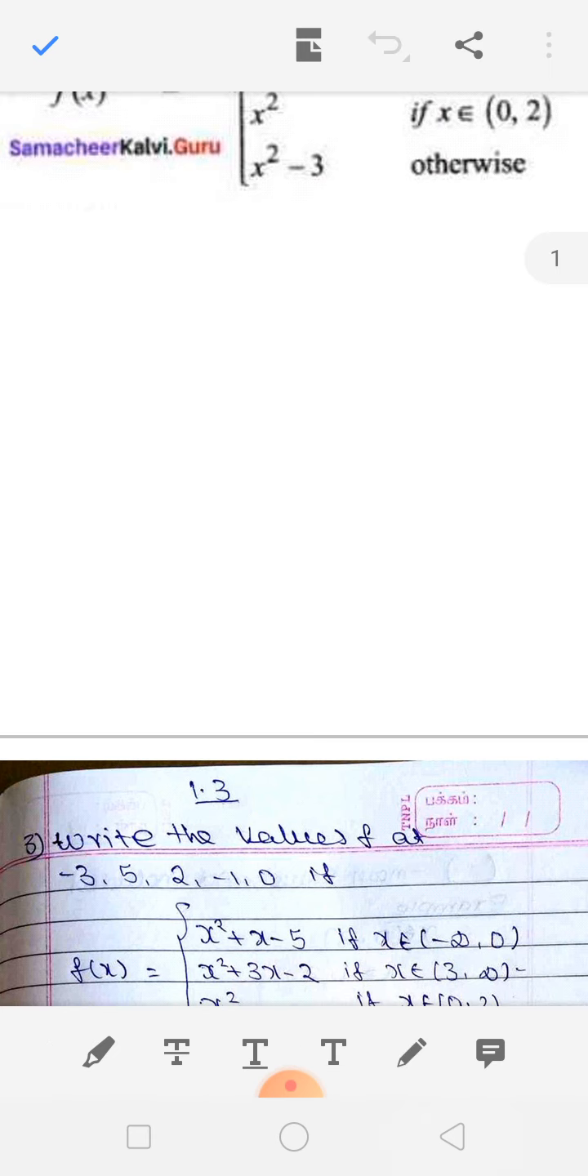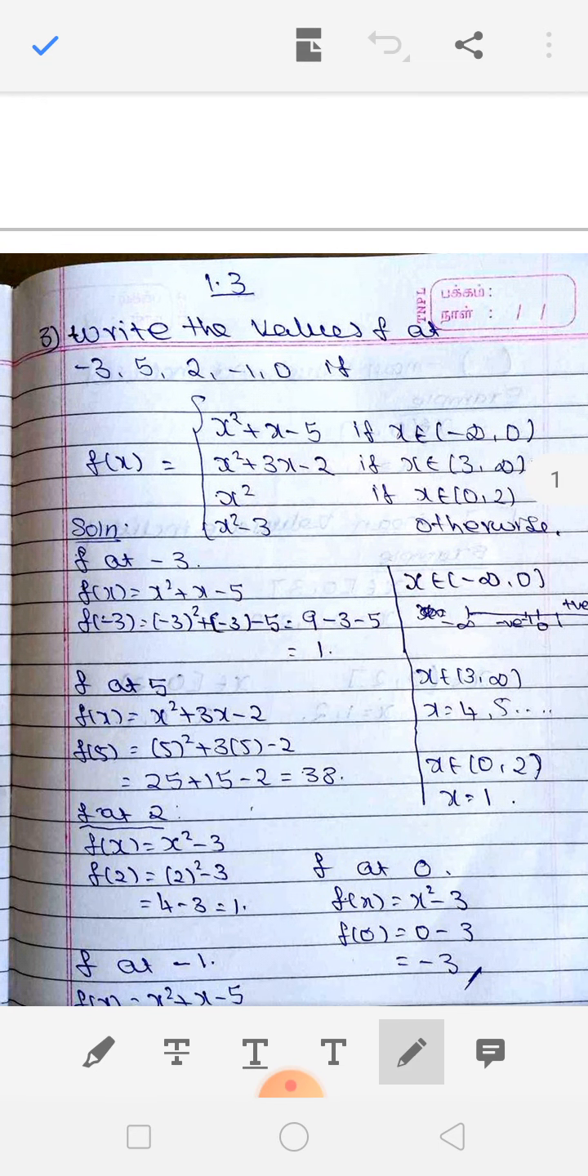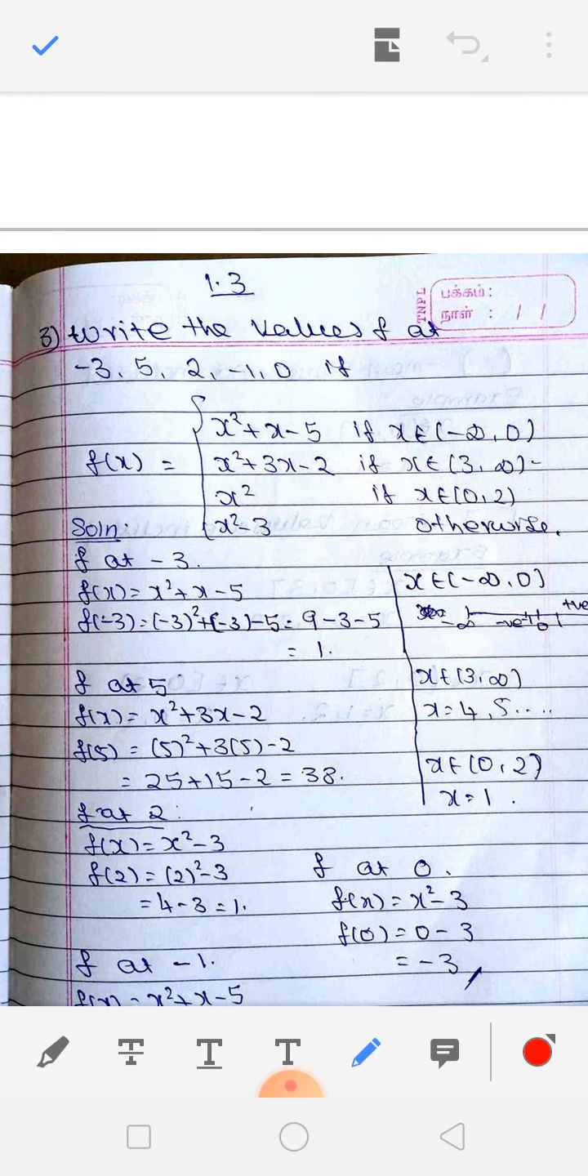So I want to take the first function. This is my first function, x square minus x minus 5. What value? -3. I just put x equal to -3. So -3 square plus -3 minus 5. -3 square means +9, plus -3, minus 5. So the answer will be +1.